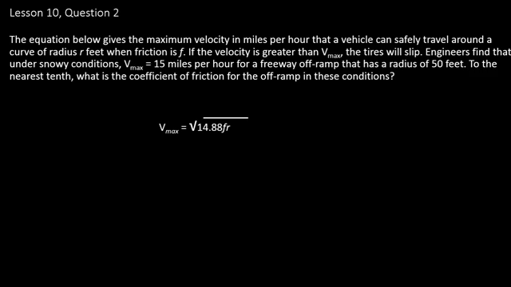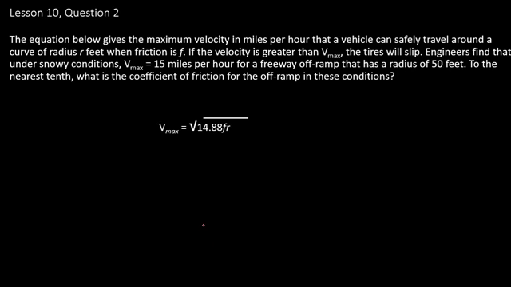Question 2. The equation below gives the maximum velocity in miles per hour that a vehicle can safely travel around a curve of radius r feet when the friction is F. If the velocity is greater than Vmax, the tires will slip. Engineers find that under snowy conditions, Vmax equals 15 miles per hour for a freeway off-ramp that has a radius of 50 feet. To the nearest tenth, what is the coefficient of friction for the off-ramp in these conditions?